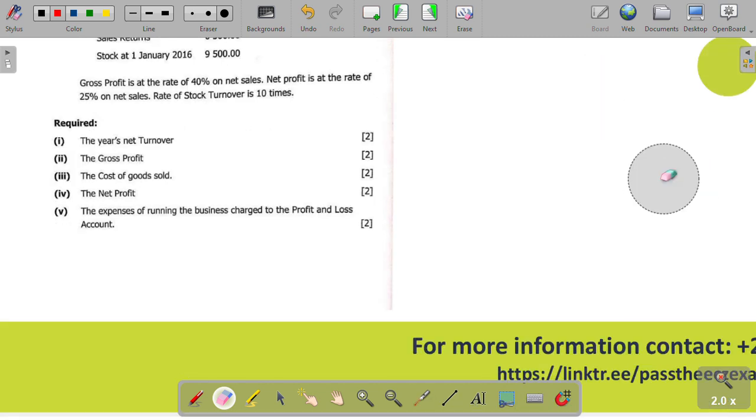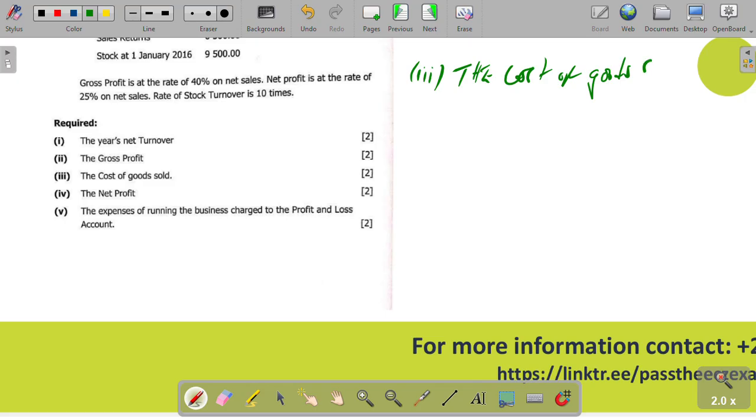Okay, we are here on number 3. What are we calculating now? What are we calculating? The cost of goods sold. Number 3, the cost of goods sold. In short, COGS. All right, we are calculating COGS.